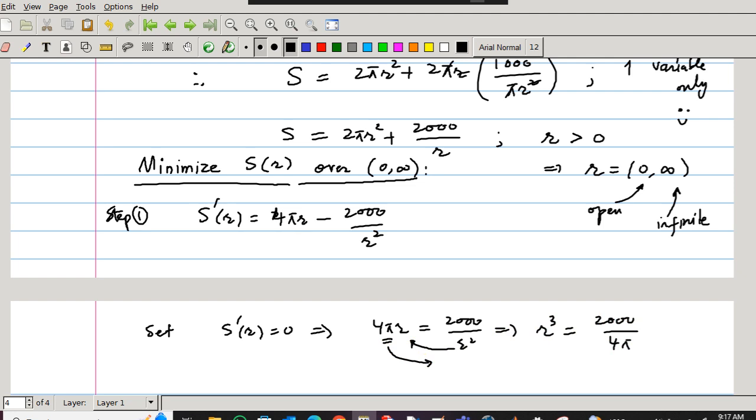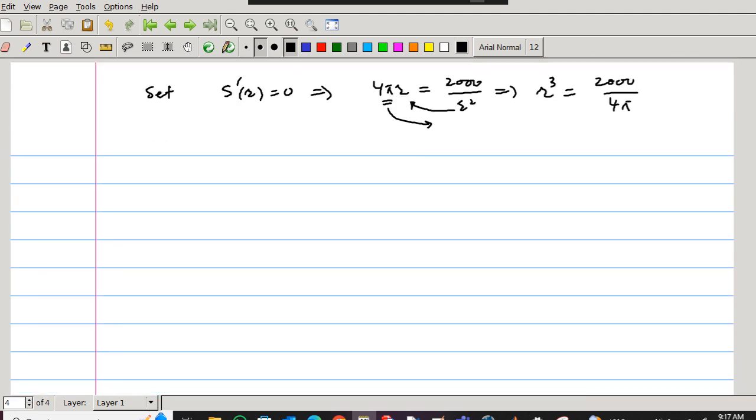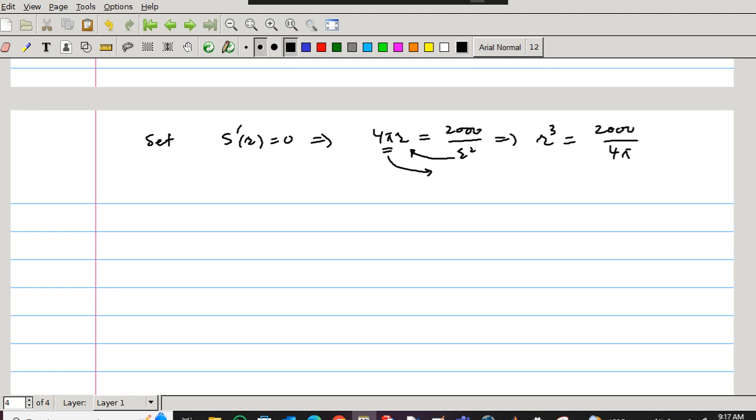So we got this one, and now if I take the cube root, this implies that my r is equal to the cube root of 2000 by 4 pi, and 2 2s are 4 and 2 1000.